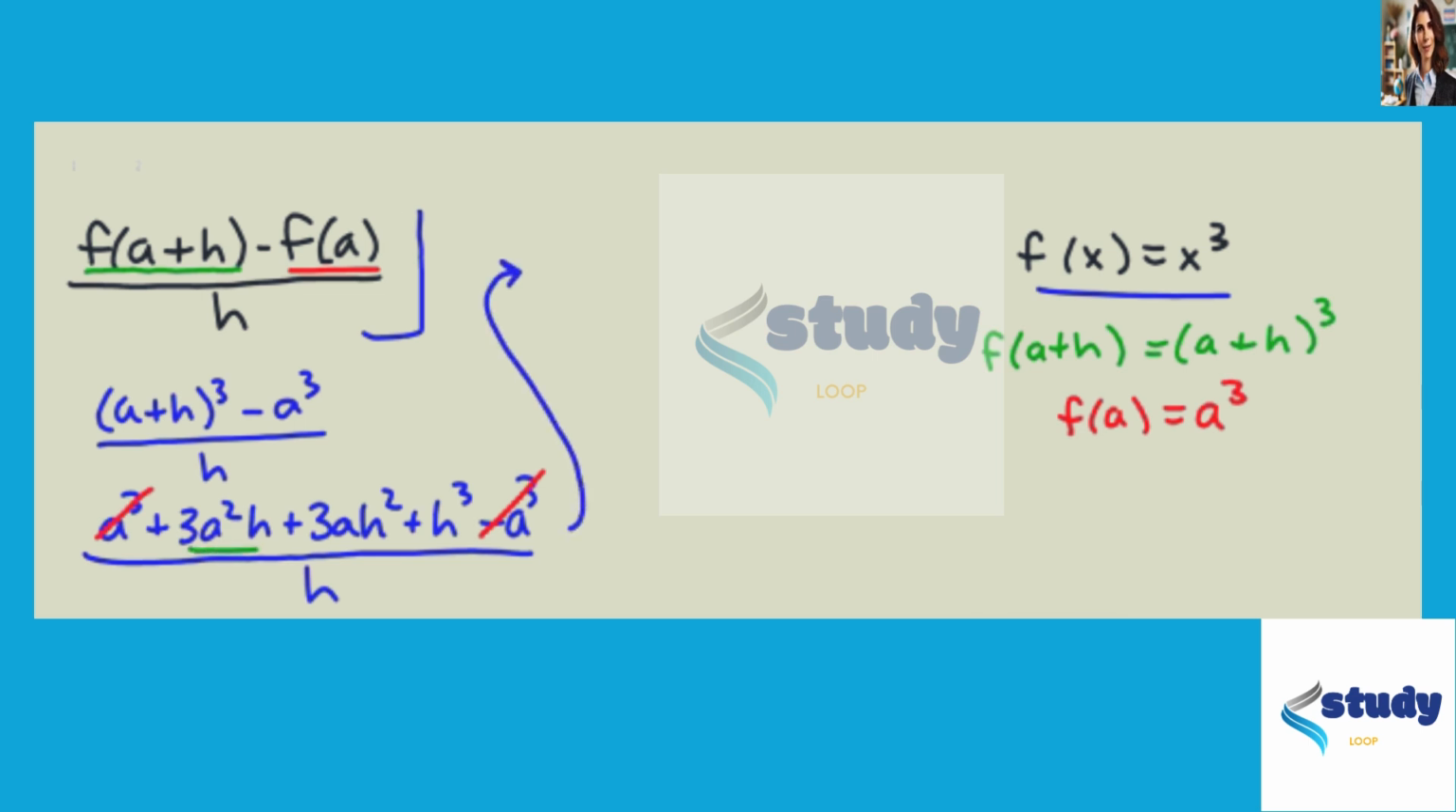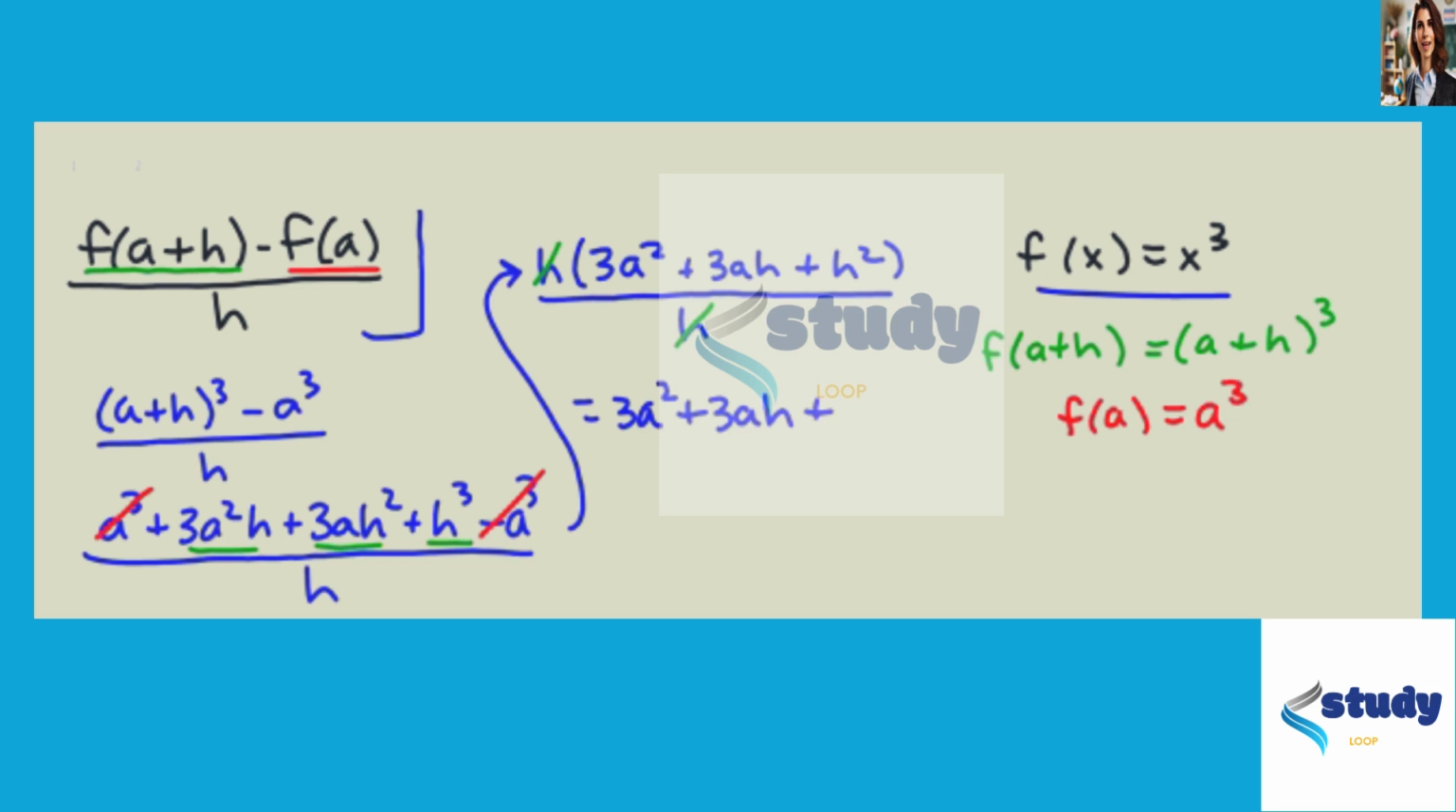All three terms in the numerator have a factor of h. So if we factor h out of them, the other factor will be 3a squared plus 3ah plus h squared. And that's all over h. So we can cancel the h from the top and the bottom. And what we have now is 3a squared plus 3ah plus h squared.